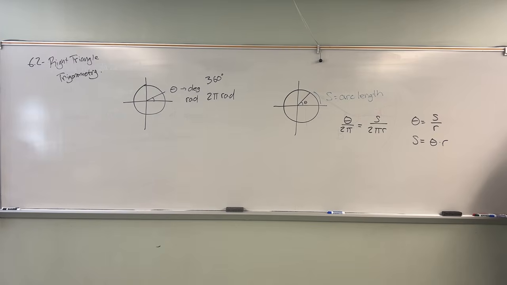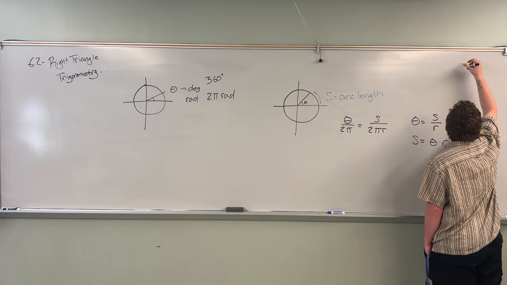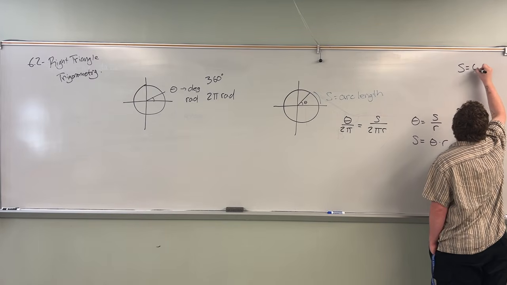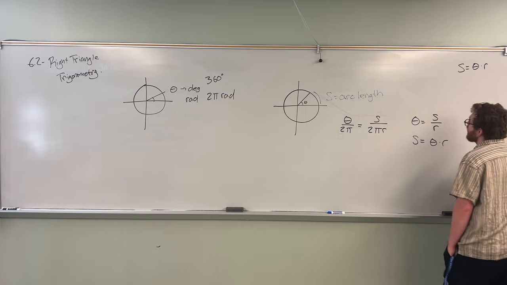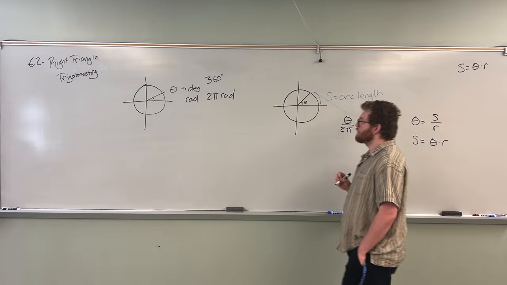This will be important to remember for when we revisit our example we did with angular velocity yesterday, so I'm just going to write it up here. Arc length is proportional to the radius times the angle subtended.